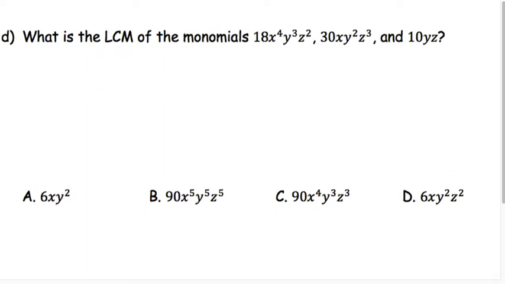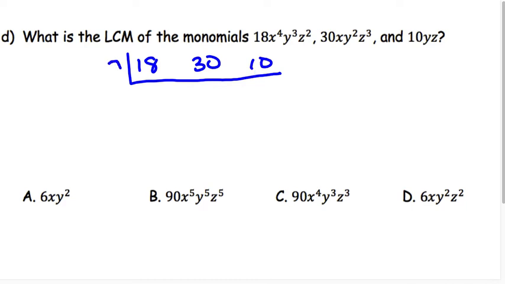D. Same thing here. Start off with your numbers. I'm going to start with 18, 30, and 10. So look at your three numbers, 18, 30, and 10. Put my ladder around it. Find a number, 18, 10, and 30. What number can go into all of them evenly?